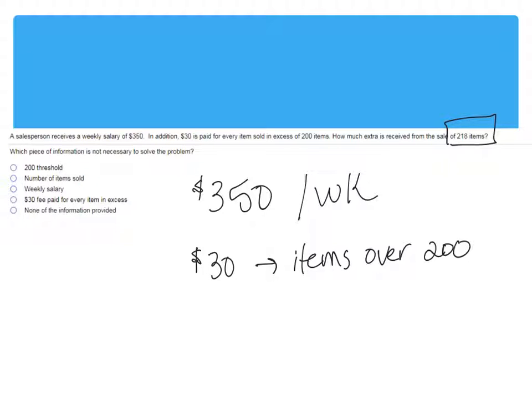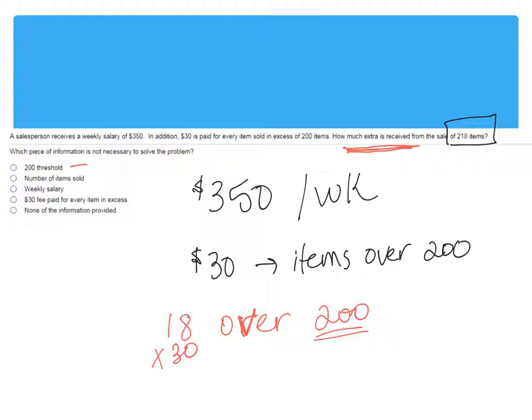So in this particular problem, if we're just looking at how much extra is received, think about that. If I have 218 items, that's 18 over 200. So I needed that 200, and then I could take that 18 and multiply it by the 30, and then that would give me my answer. So which of these wasn't used? Well, I see that I used the 200. I see that I needed the number of items sold. Oh, did I ever use that 350? Nope, it doesn't look like it. So that seems to be what is in excess.